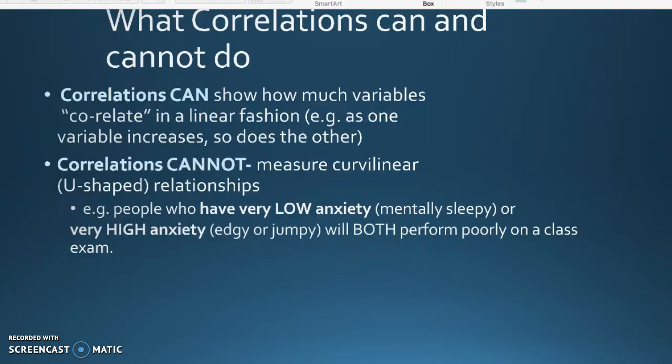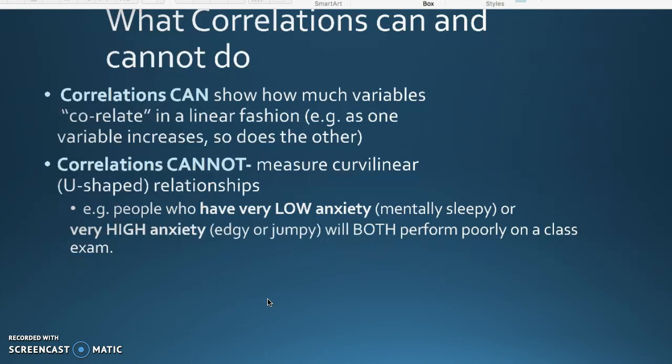Let's talk about a few other things. What correlations can and cannot do. They can show how variables correlate in this linear fashion, okay? But they cannot measure curved lines. Curvilinear relationships are what we call U-shaped relationships that tend to change direction over the course of the other variable.